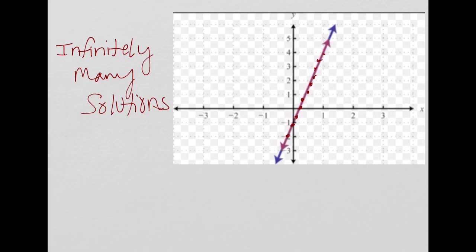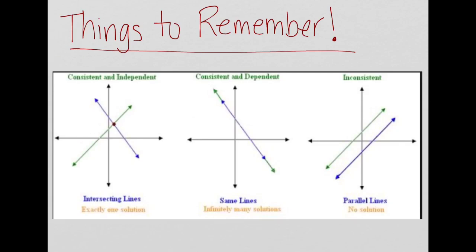That means there's tons and tons you could pick from. So if this question appears on a test and it says what is the solution, it's not looking for a point. Don't pick a point. Pick infinitely many.